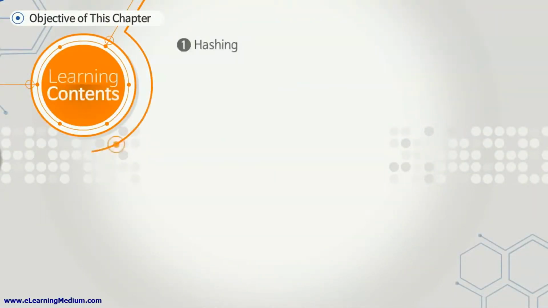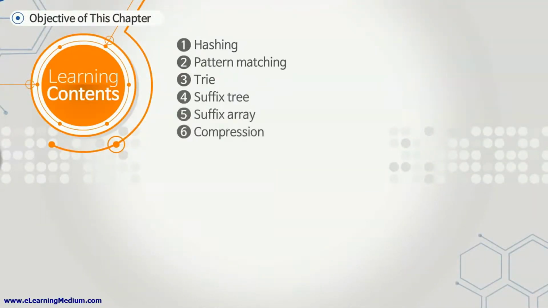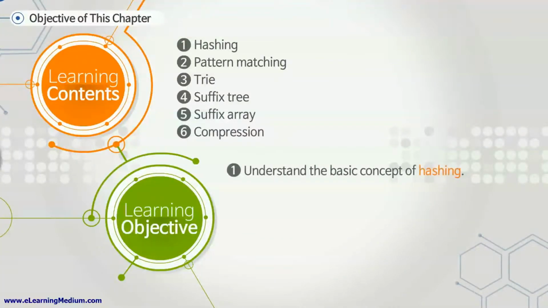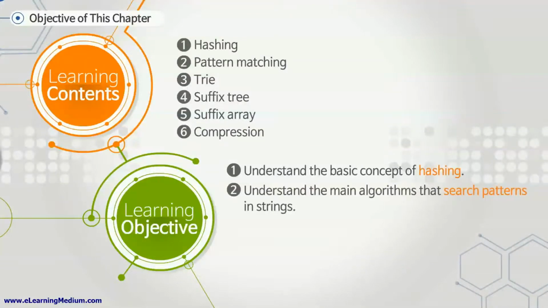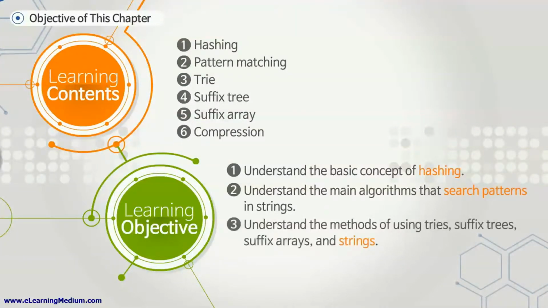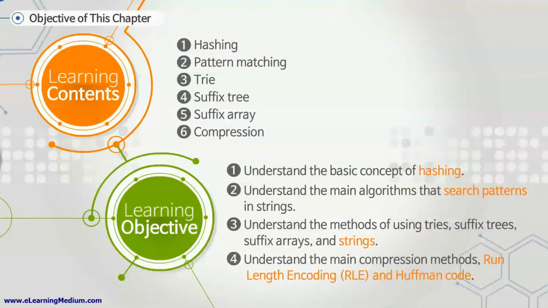In this class, we will learn about hashing, pattern matching, trie, suffix tree, suffix array, and compression. Through this chapter, we will be able to understand the basic concept of hashing, the main algorithms that search patterns in strings, the methods of using tries, suffix trees, suffix arrays, and strings, and finally, main compression methods, run length encoding, and Huffman code.